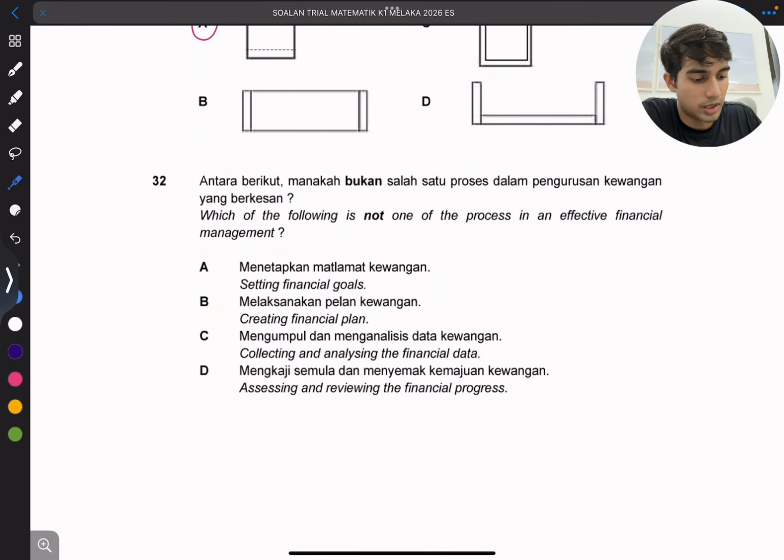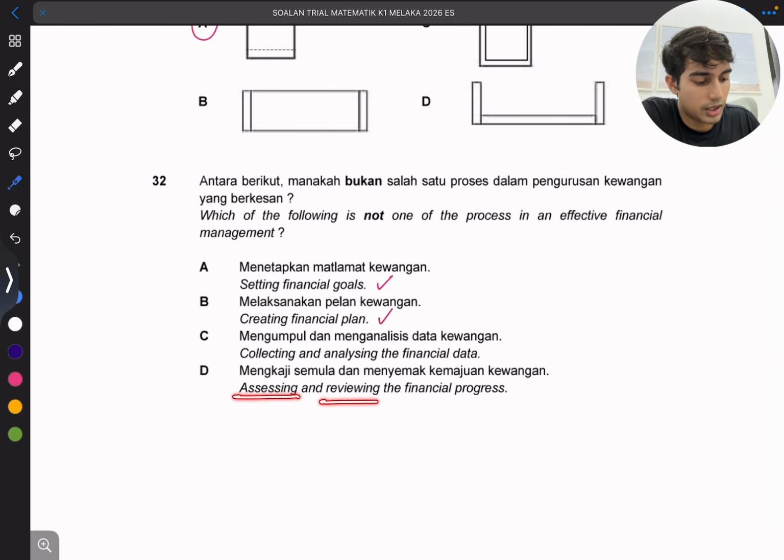Which of the following is not one of the process in an effective financial management? Setting financial goals, yes, you must set financial goals. Creating a financial plan, yes. Let's say you want to buy a car in 10 years. So you need a financial plan on how you're going to achieve that. Collecting and analyzing the financial data. Never seen this before.